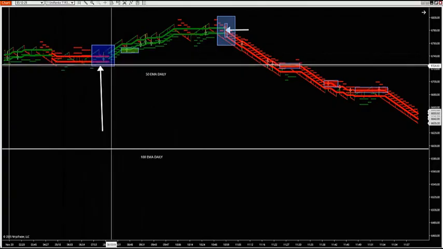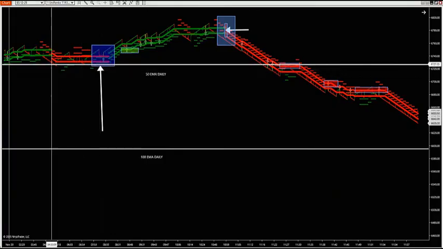This is a critical level for institutional traders, banks, hedge funds, prop firms, etc. They really like to use the 50 as a gauge. If you're above it, we're in a bullish market environment. If you're below it, you're in a bearish market environment. And so it held it yesterday.